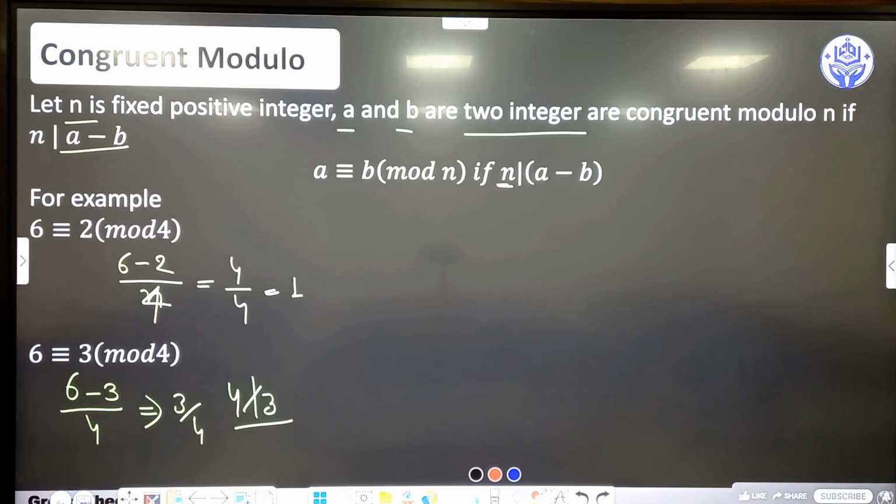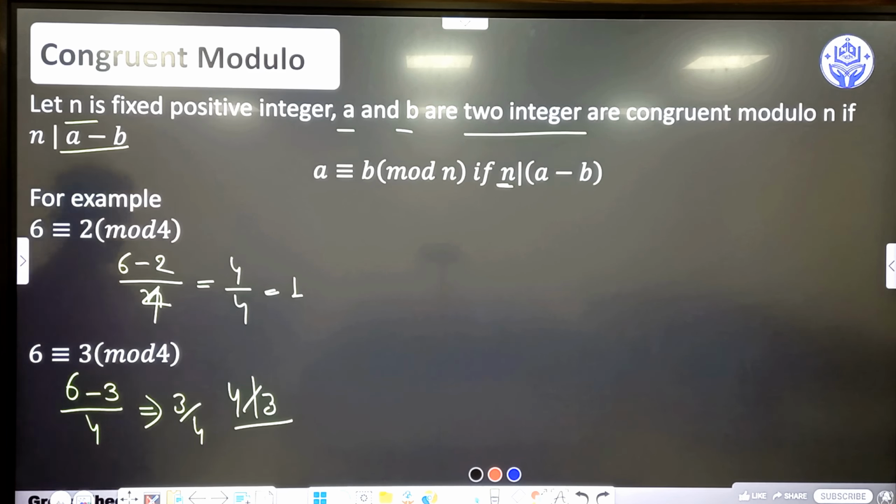Now here n is greater than 1. We have taken n greater than 1, because if it is 1, then it will divide everything. So we can take n greater than 1. This is the simple definition of congruent modulo.